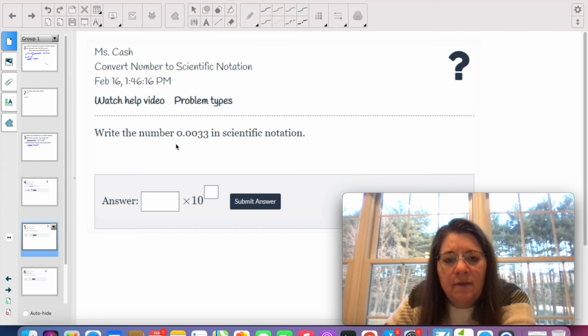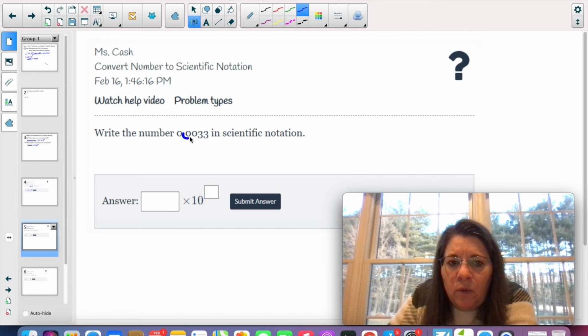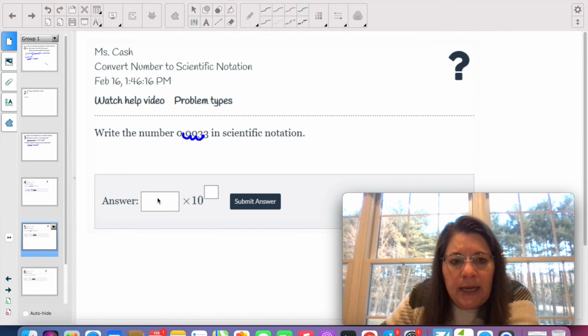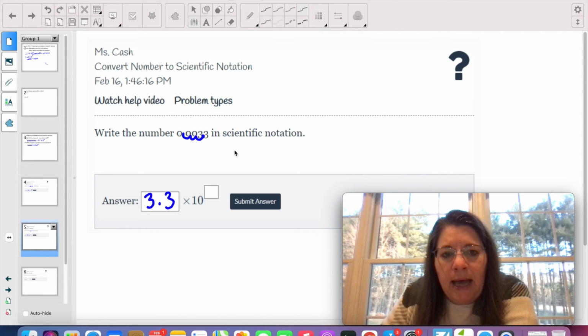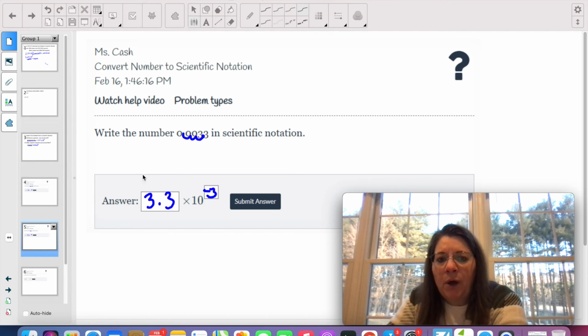This one is a very small number. I need to move my decimal until my number is between 1 and 9.9 so that there's only one number to the left of the decimal. I would move it 1, 2, 3 places. So in here, my answer will be a 3.3. I moved my decimal 3 places. It was a very small number, so my 3 needs to be negative. So in Delta Math, I would type all that in my blank.